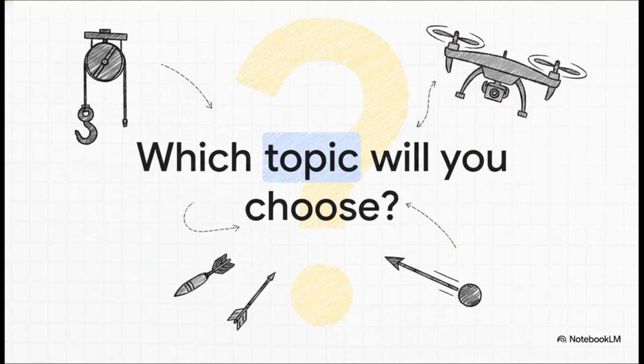So we've unpacked the constraints. You need a 5-minute minimum clip, you can absolutely leverage AI to build it, but you are strictly locked into the realms of pulleys, drones, or projectiles. The boundaries are firmly set, but within them, the creative possibilities are huge. So, looking at these strict parameters, which of the 3 topics will you choose to conquer your 5 minutes? Think about it, strategize, and get out there and start building.